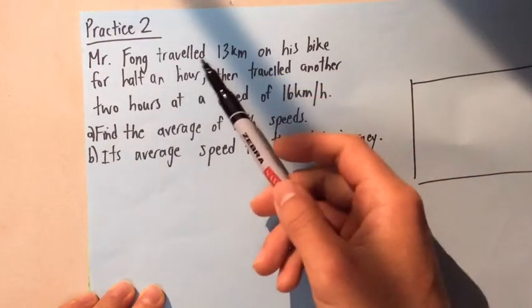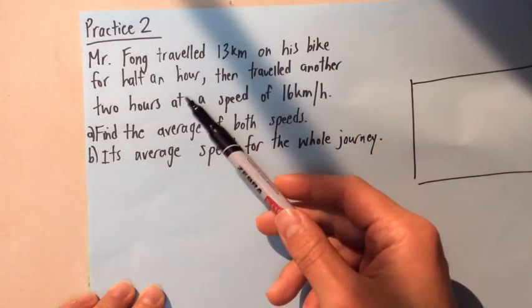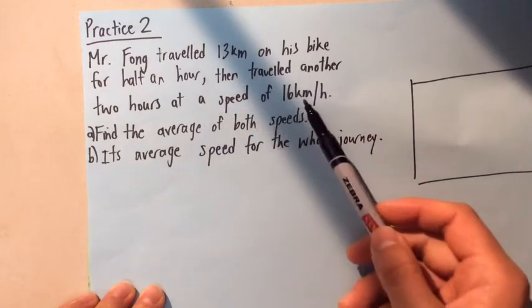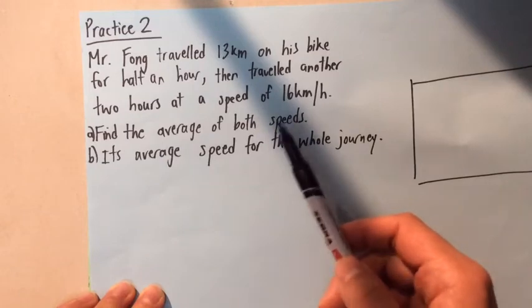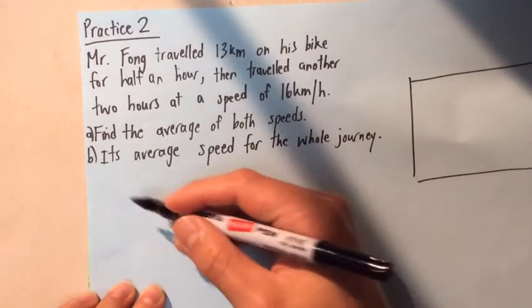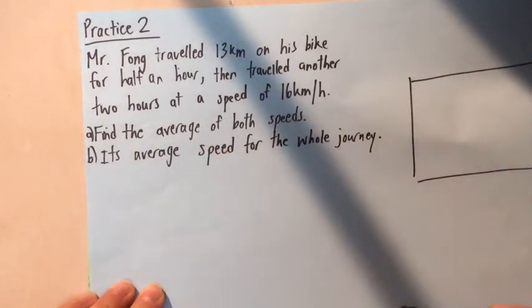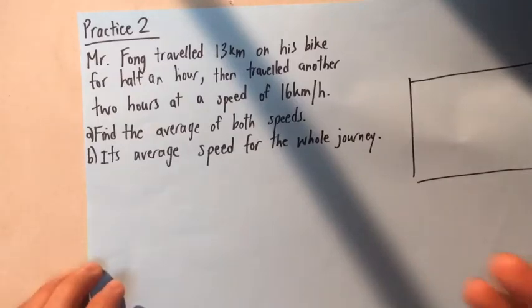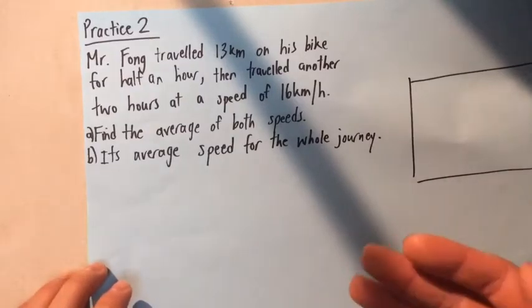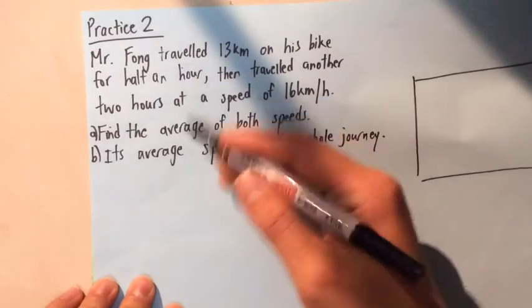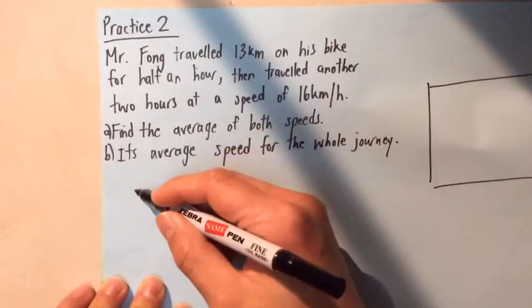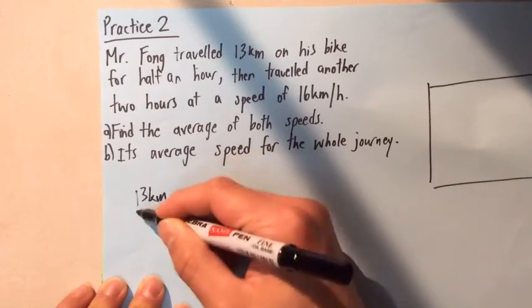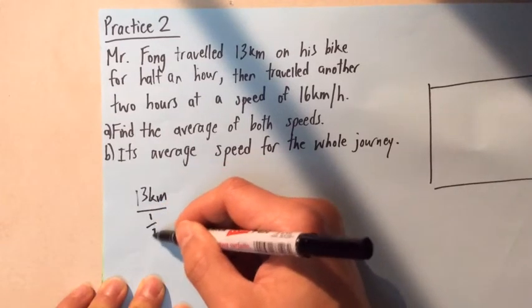Mr. Fong traveled 13 kilometers on his bike for half an hour, then traveled another 2 hours at a speed of 16 kilometers per hour. Now question A asks, find the average of both speeds. So the average of both speeds would just be the sum of the speeds divided by the number of speeds we have. So in the beginning, he travels 13 kilometers for half an hour.